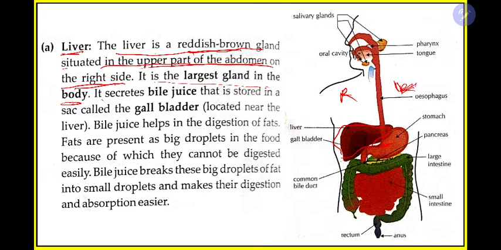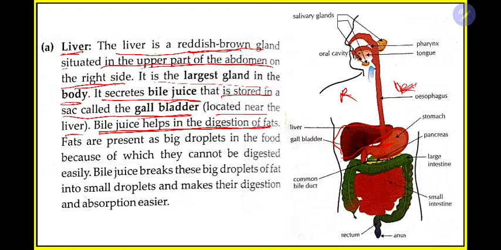What does it secrete? It secretes bile juice that is stored in the sac called the gallbladder. Now you have also heard the term gallbladder operation. So what is the gallbladder? It is a part situated near the liver. This gallbladder stores the bile juice, which helps in the process of digestion, located near the liver. Bile juice helps in the digestion of fats. So what does this juice do? This juice helps in the digestion of fats.